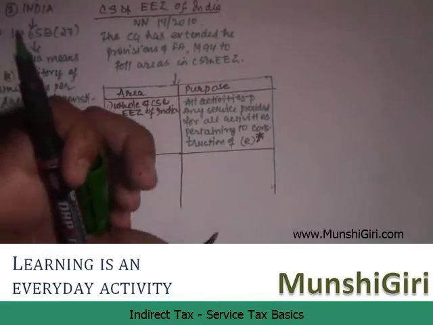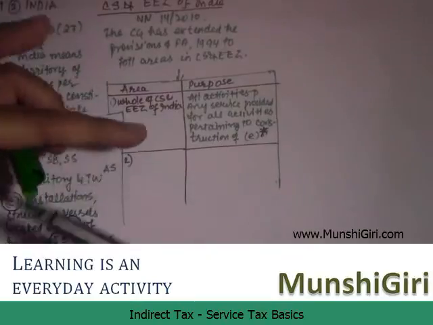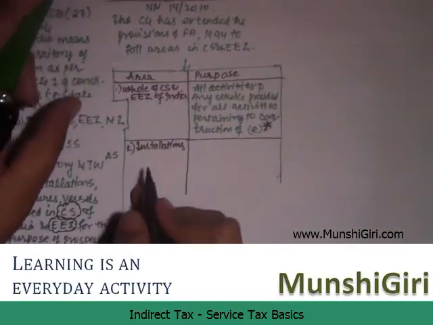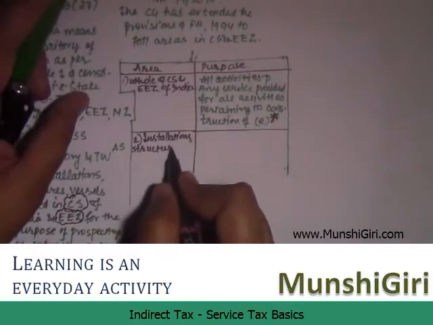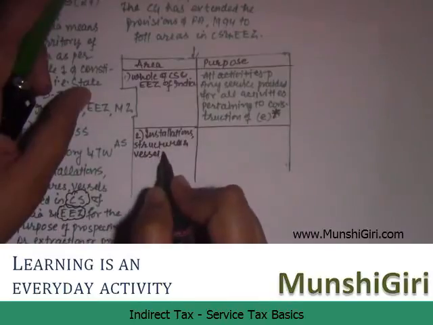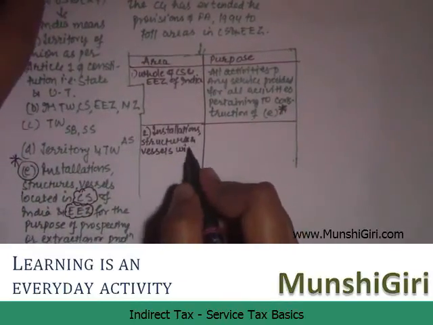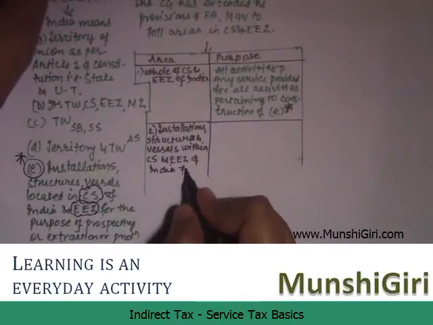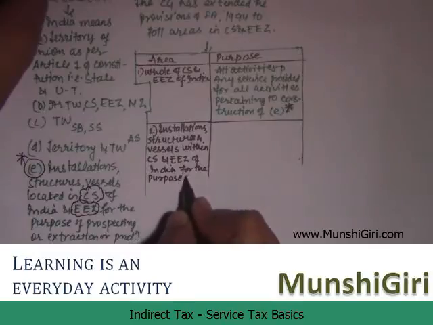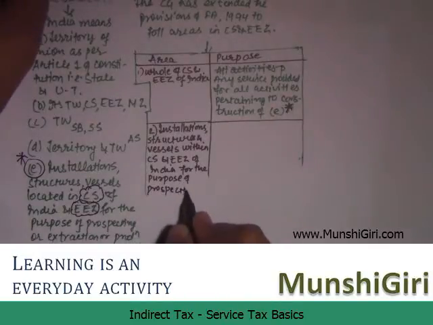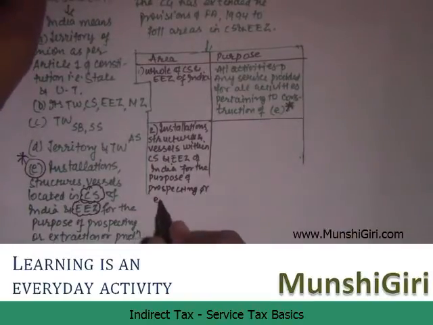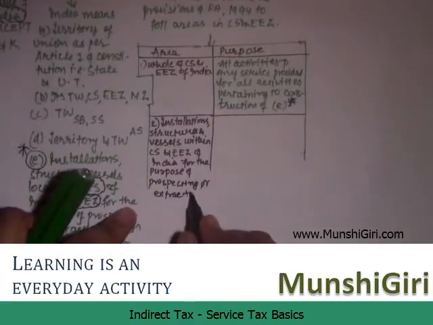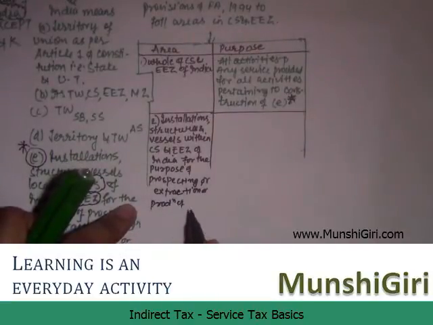Second is, the area has been shortened now. Installations, structures, and vessels within continental shelf and exclusive economic zone of India for the same purpose: prospecting or extraction, for the purpose of prospecting, extraction or production of mineral oil and natural gas.